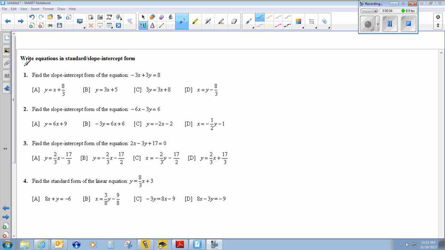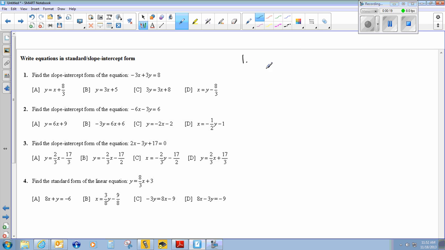For this objective, we need to be able to write equations in standard or slope-intercept form. So we're going to be doing basically literal equations. We're going to take one equation and switch it into another format just by rearranging the terms. So let's take a look at some examples.